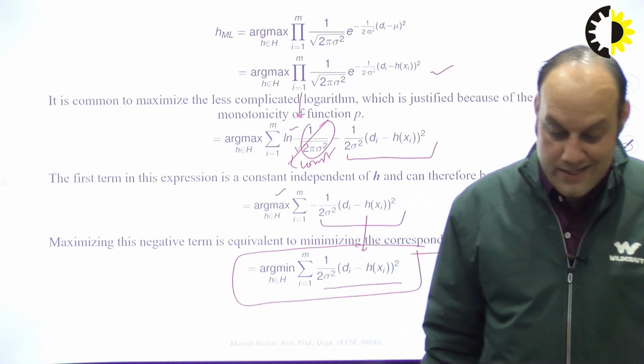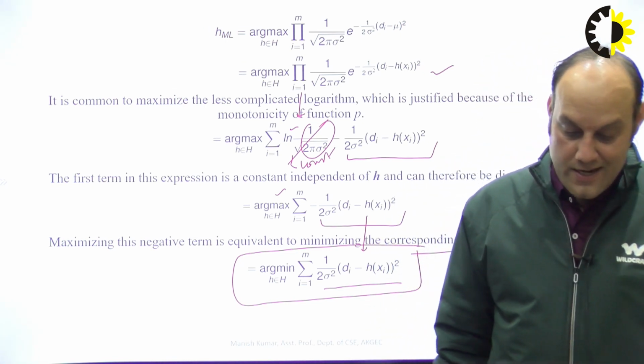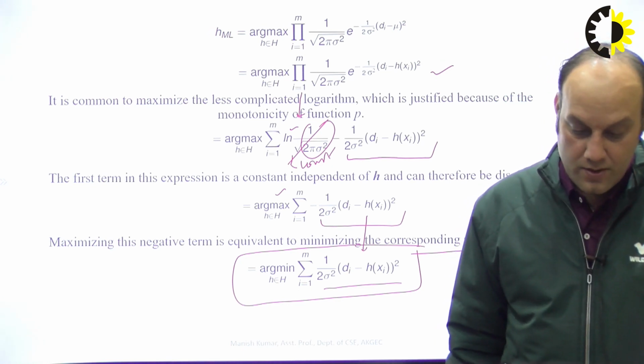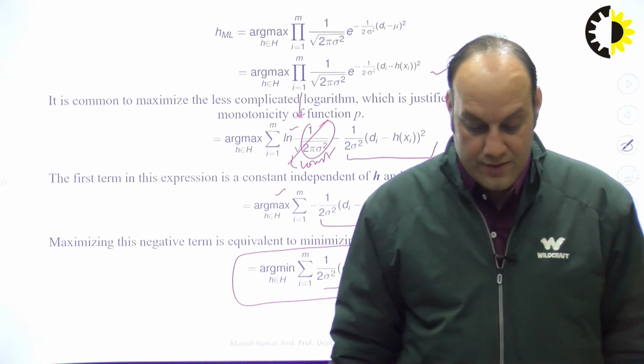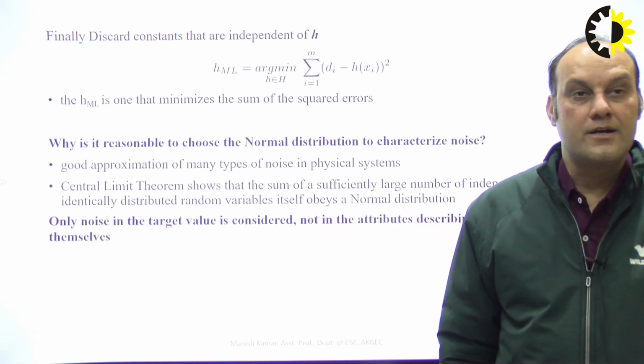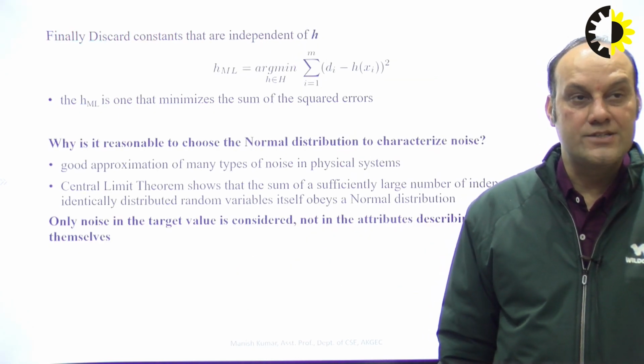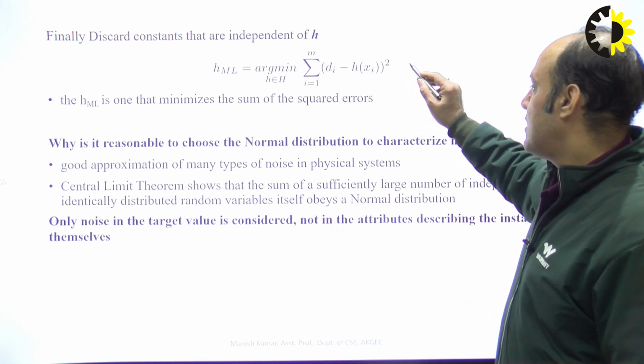So if we are given the training data, from the training data we learn H map. Now we will study about the Bayesian optimal classifier. So what is the Bayesian optimal classifier? I just want to explain that after this.